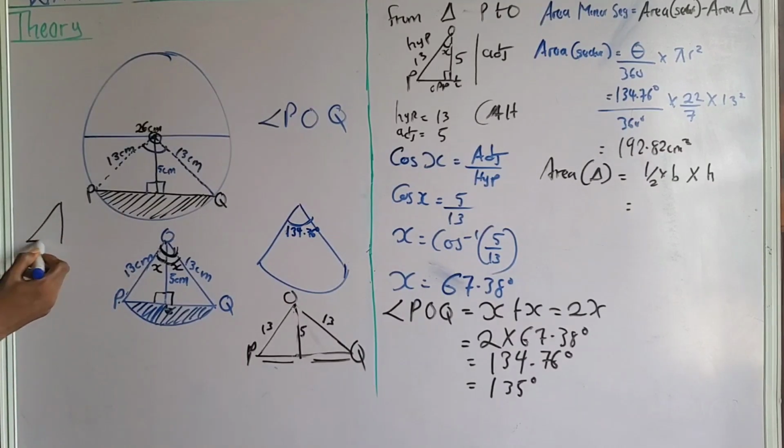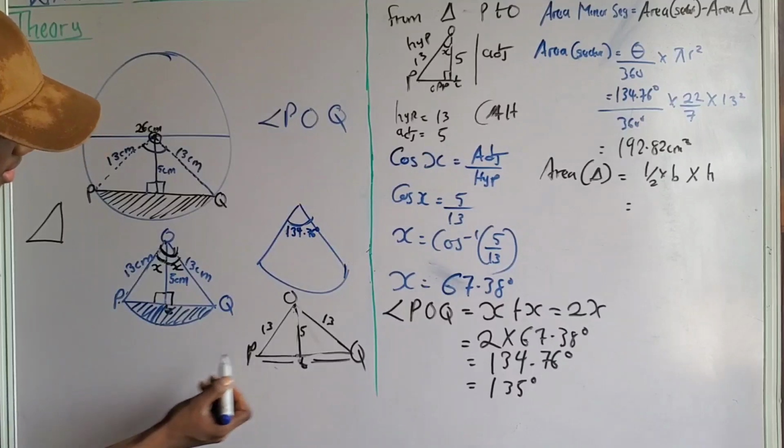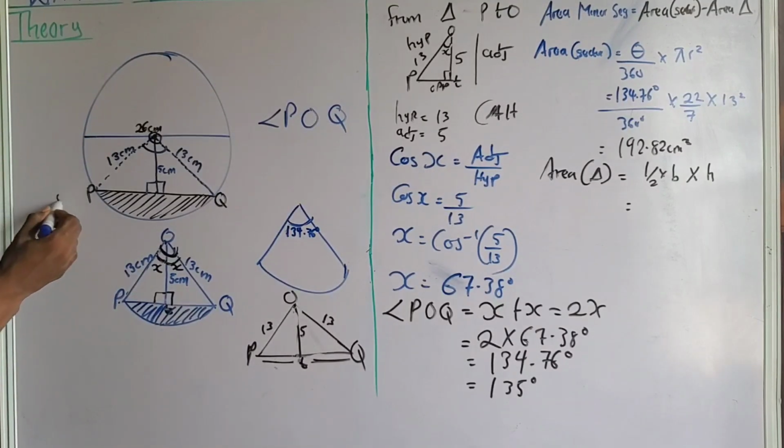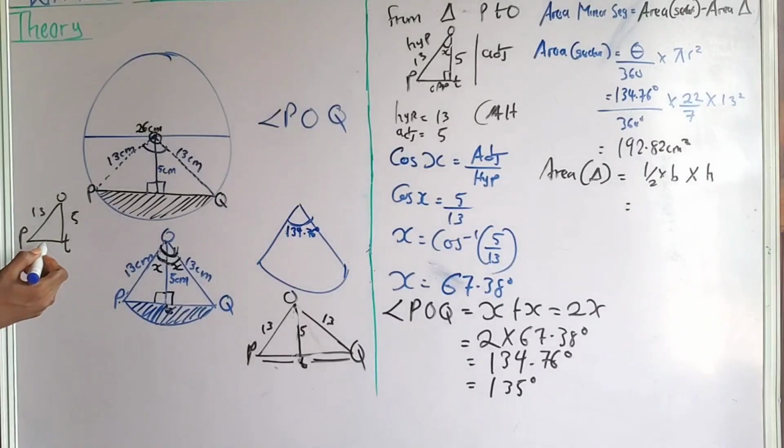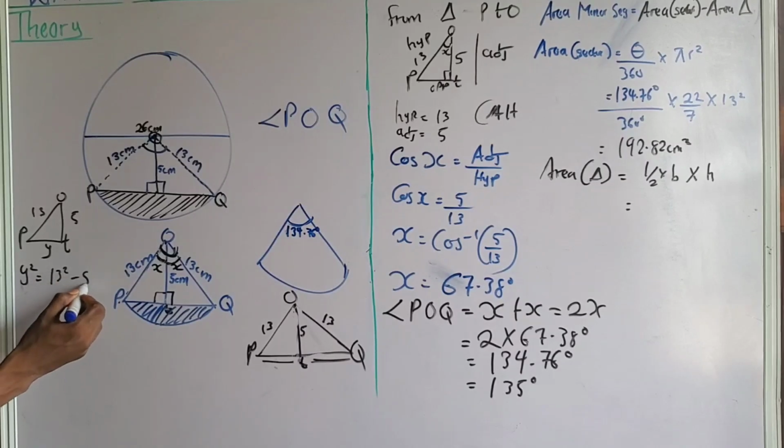Now, bring out this triangle. Let's call this one T. Bring out triangle POT. This is 5 and this is 13. We don't know the value here, so let us represent it as y. According to Pythagoras theorem, y squared is equal to 13 squared minus 5 squared, right?